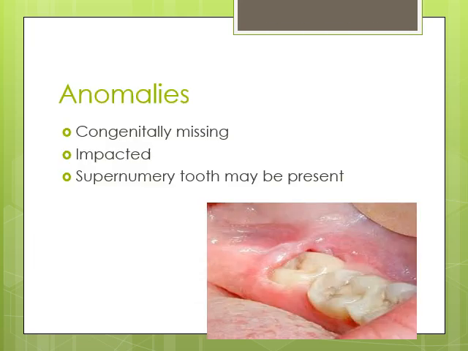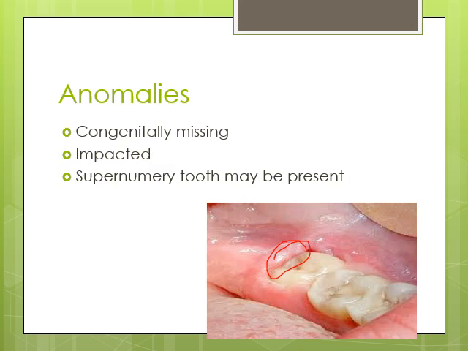So the anomalies of the third molars: they are congenitally missing, agenesis of the third molar takes place, or they are impacted. Here you can see in the picture a soft tissue covering the occlusal surface of this third molar. This is the gingiva covering the occlusal surface, and it hinders the third molar from erupting in the oral cavity, and we call it operculum.